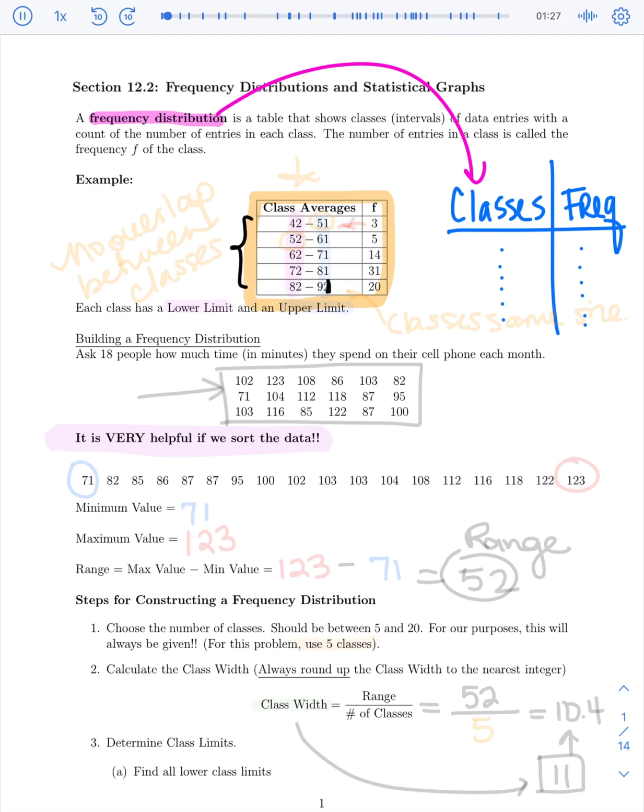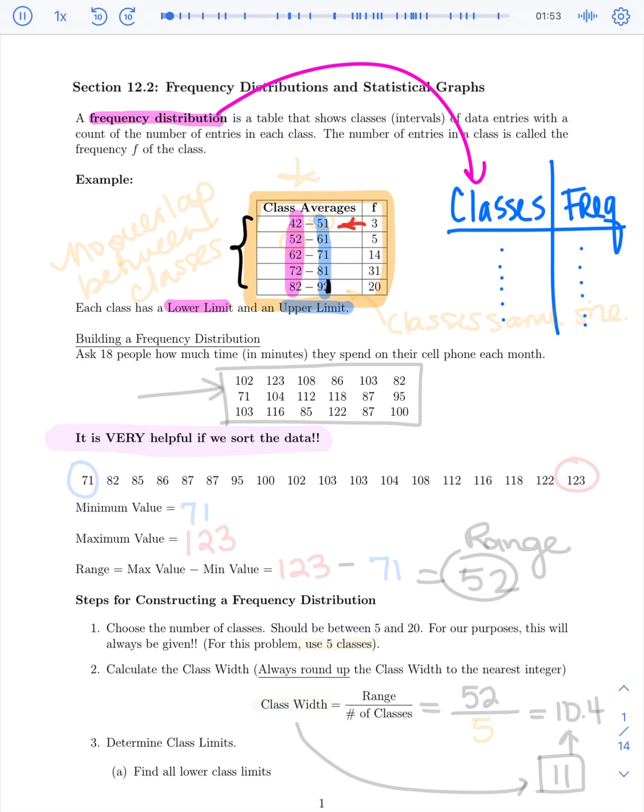The reason being is we want all of our classes to be the same size. And then we can start talking about what are called upper limits. Upper limits of our classes are just the upper and the higher numbers of our classes. Lower limits are the lower numbers of our classes. Those are called your lower limits. And the frequencies here are just an added up tally of what's actually in your class.